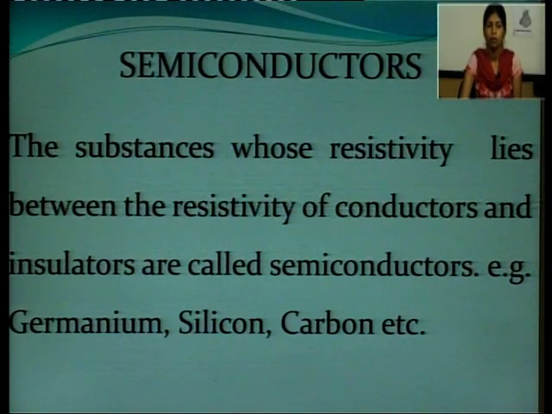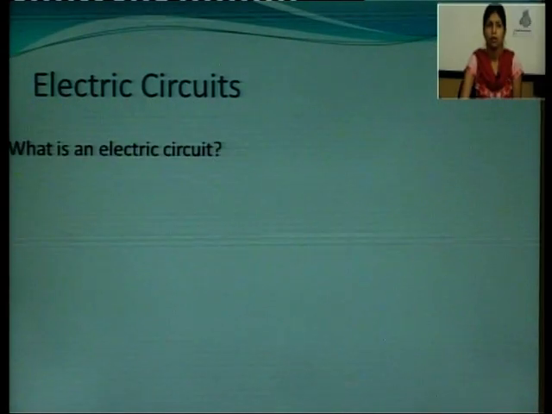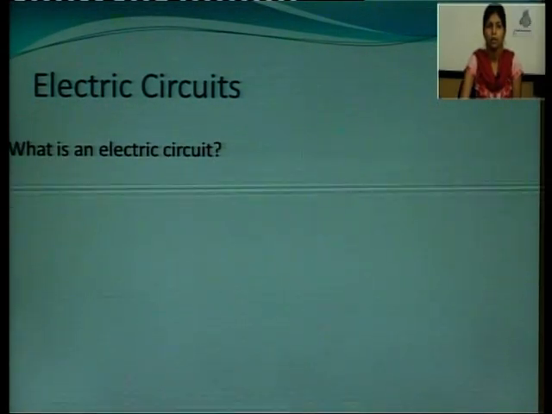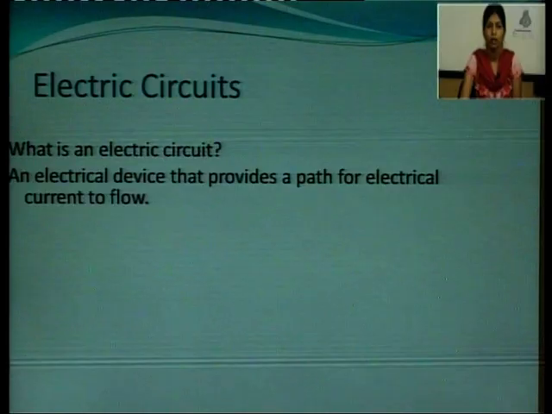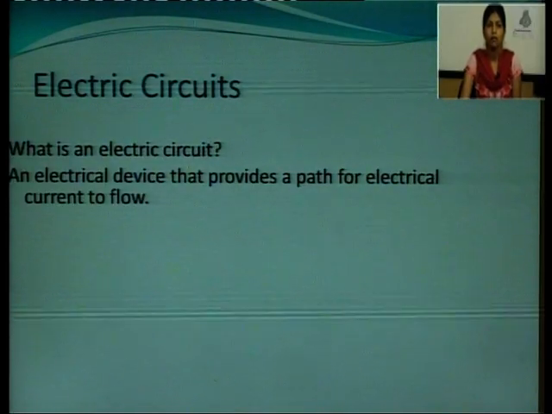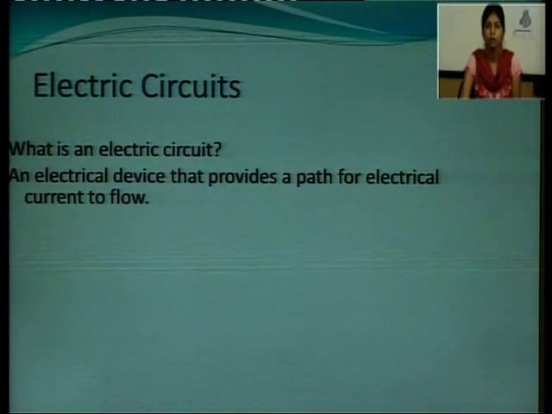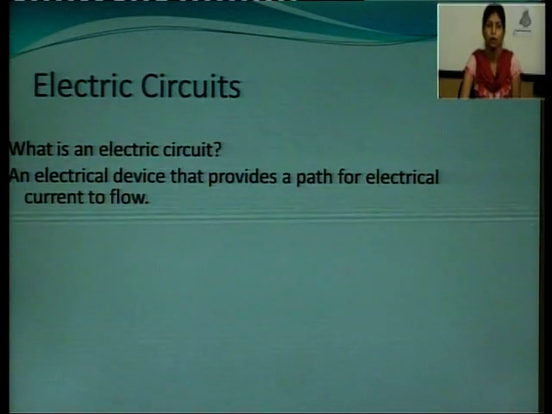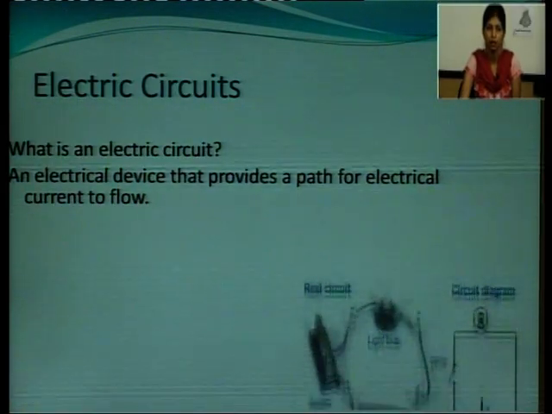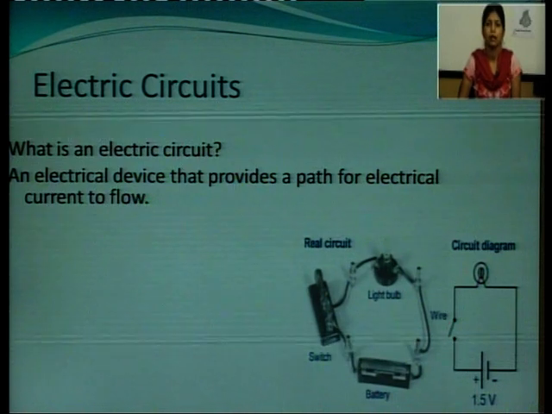So, before discussing all the conducting materials, let us discuss the basic electric circuit first. So, what is basically an electric circuit? An electrical device which provides a path for electric current to flow is known as an electric circuit. So, this is an electric circuit.